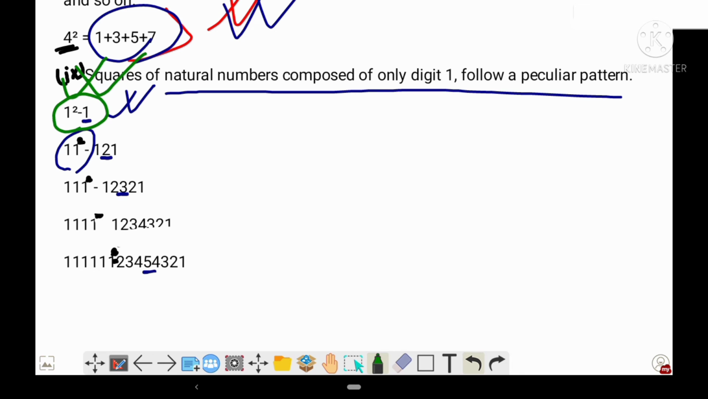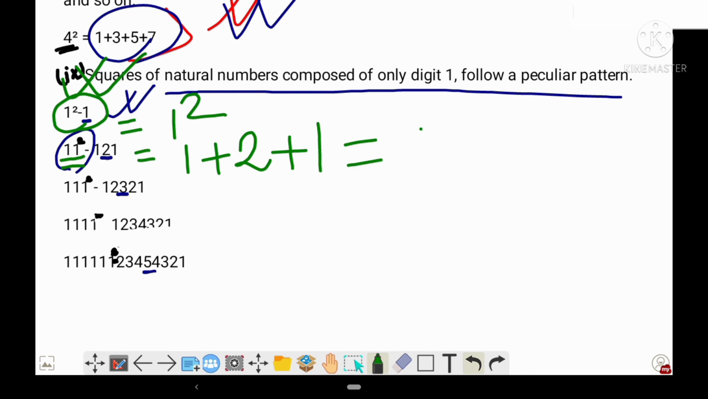So here you see, 1 is 1 square, right? Now the second is 11. 1, 2, 1 is again, if you add it, 1 plus 2 plus 1 is equal to 4. That is a perfect square of 2, isn't it? Same follows with each and every number.